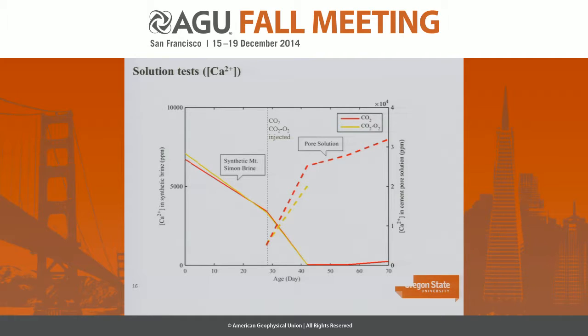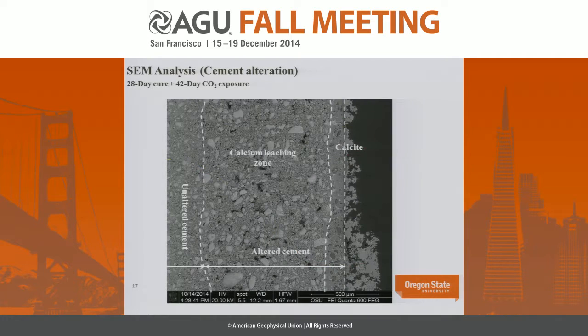We can see that at 28 days, when the carbon dioxide and carbon dioxide with oxygen get into the system and in the brine solution, the calcium content in the cement decreased, and at the same time, the calcium content in the pore solution actually increased. So this is what the figure shows.